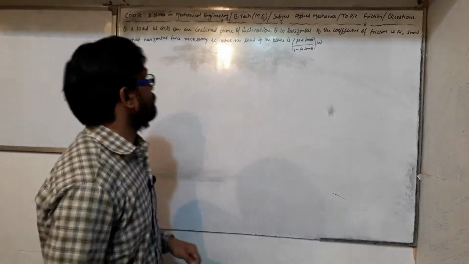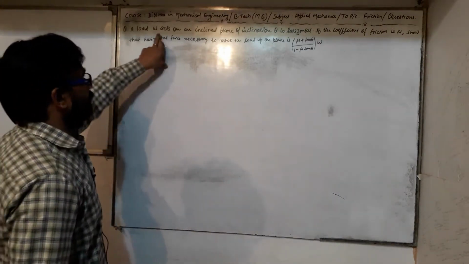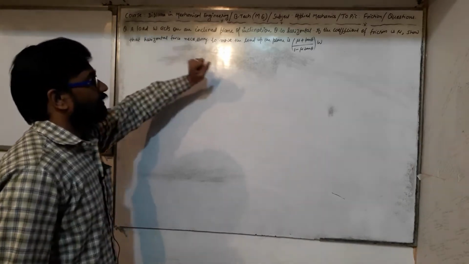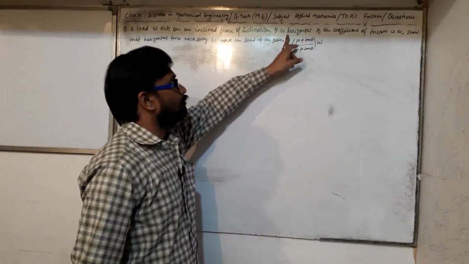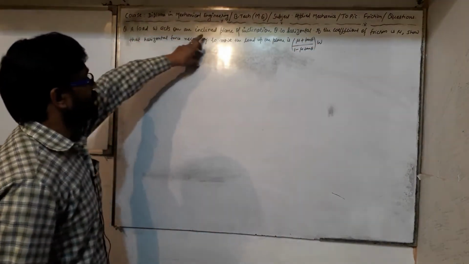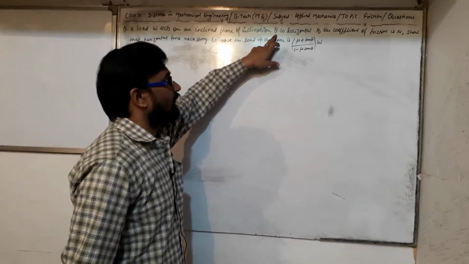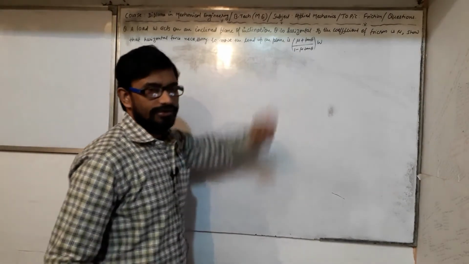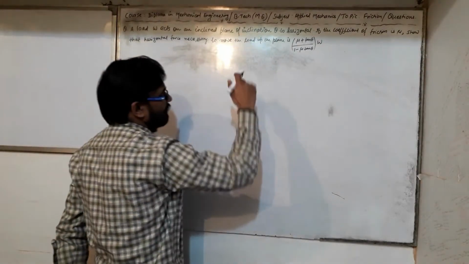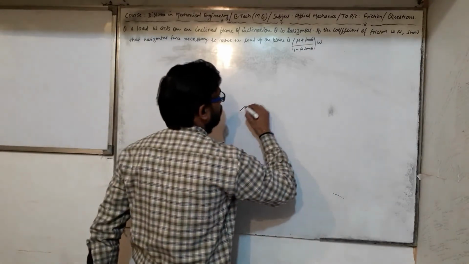So the question says: load W acts on an inclined plane. The W weight is acting on an inclined plane. Inclination is given as theta to the horizontal. It means a load W is acting on an inclined plane and the inclination is theta, the angle made with the horizontal. So I am going to draw the figure simultaneously so that the statement could be understood clearly.